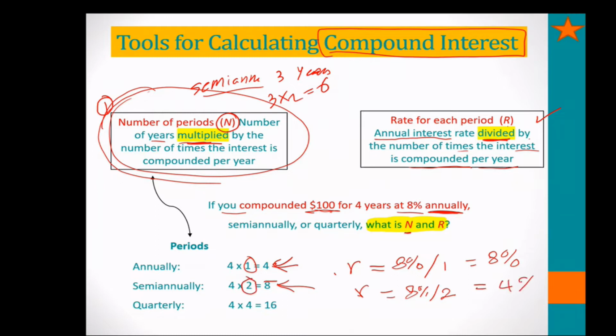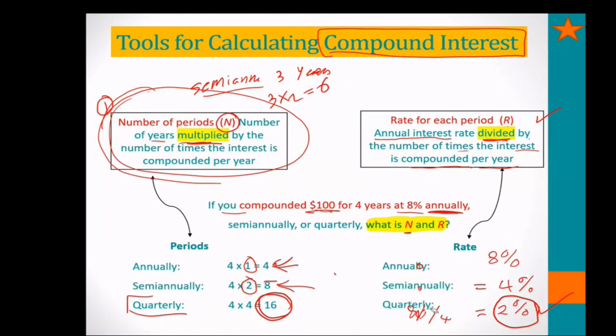So it is 4%. If it is quarterly, R will be 8% divided by 4 times a year, which means 2%. It's the same as I said for each period. In the quarter case, 2%. Now I need to take this number and plug it into the table and look in the table to find the table factor.